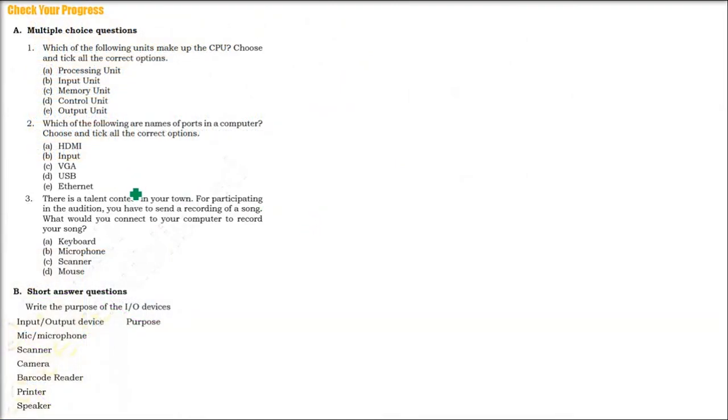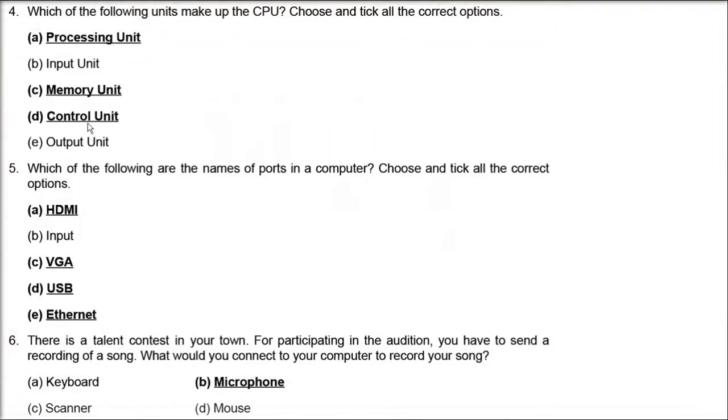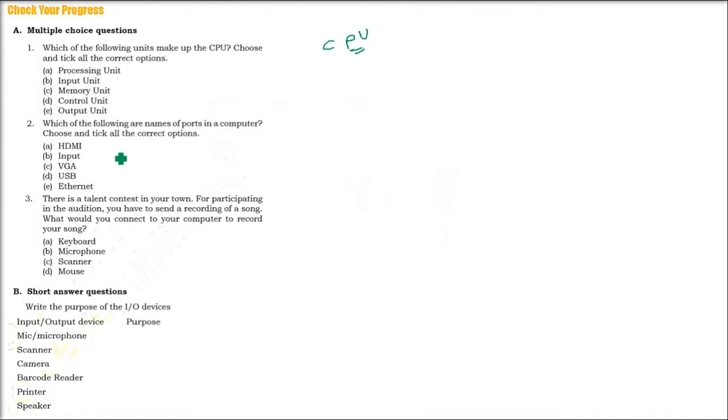So whatever we have discussed, let us see what we have learned. Which of the following units make up the CPU? Choose and tick all the correct options. A CPU, what does it make? See, a computer system is, the answers also I have shown you, just for your reference. So the computer is CPU, input and output. These are the 3 parts. So if you remove input and output, everything will be CPU.